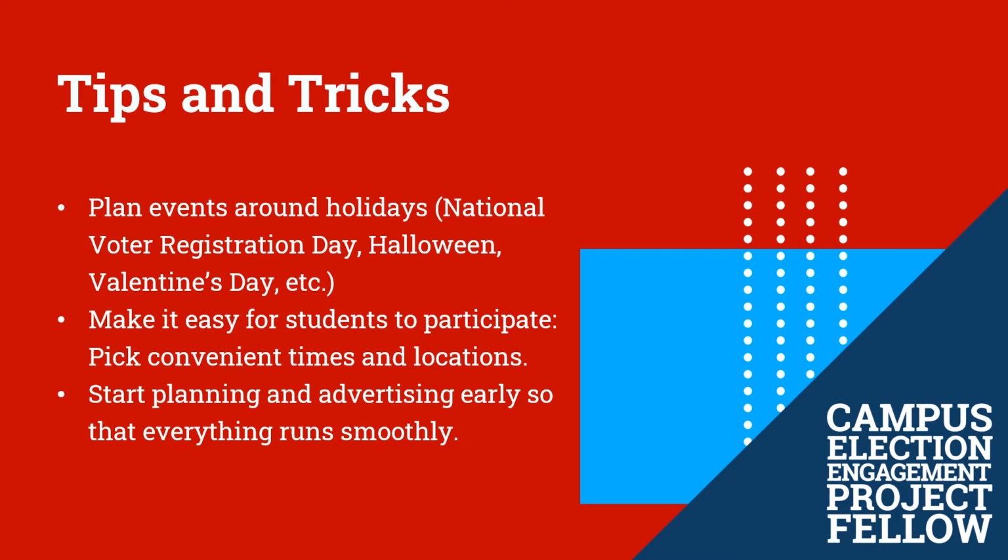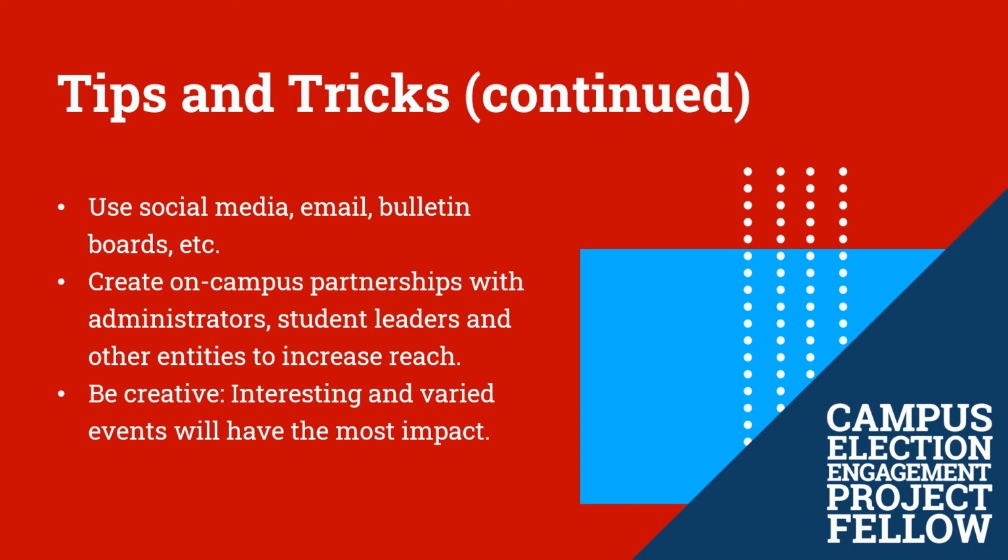Across the board, when planning events, it's important to pick times and locations that are easy for lots of students to attend. Start planning early to make sure that everything runs smoothly on the day of the event. Begin advertising early so that as many people as possible know about the event too. Use social media, email, bulletin boards, and more to let people know about your events. Also, connect with other campus administration, student government, and other organizations to increase reach.